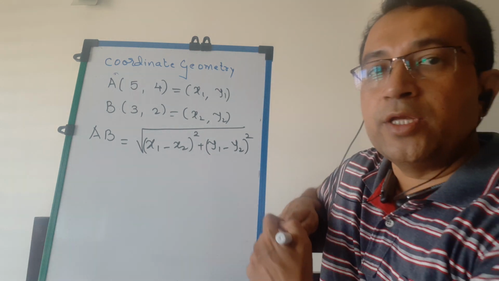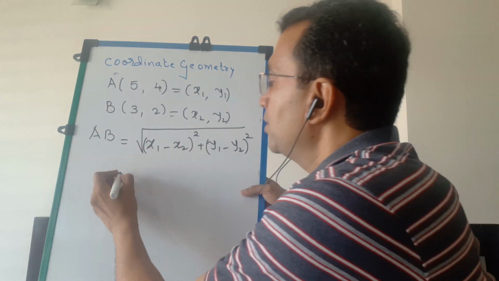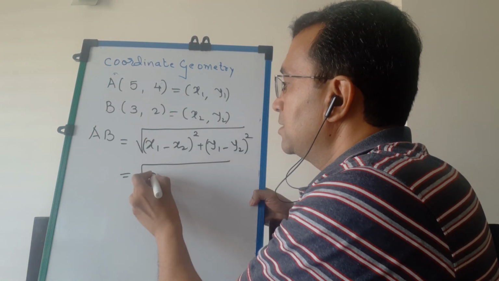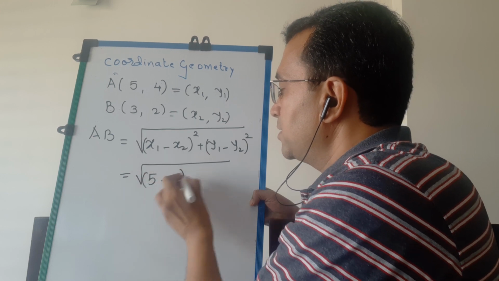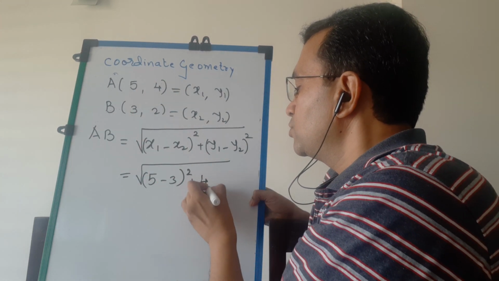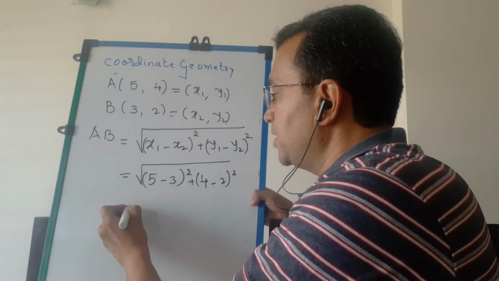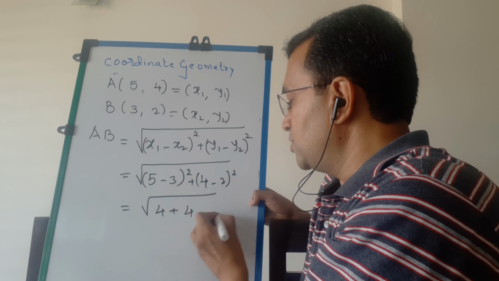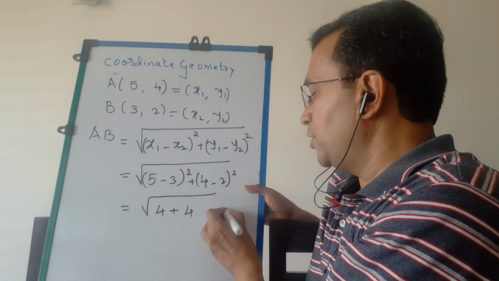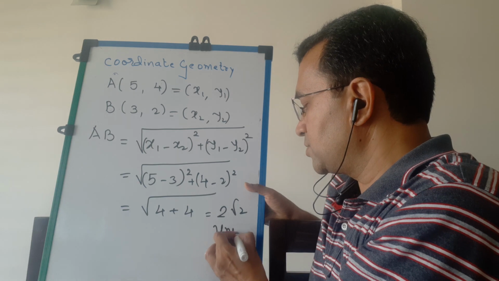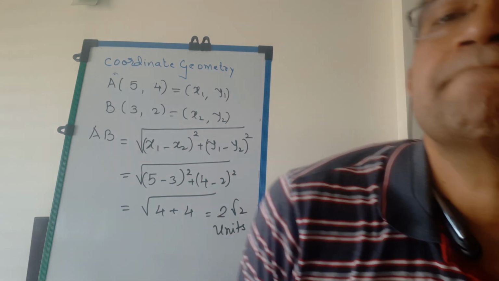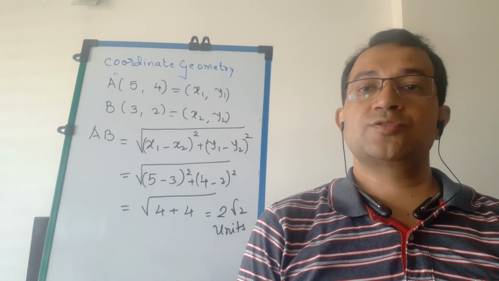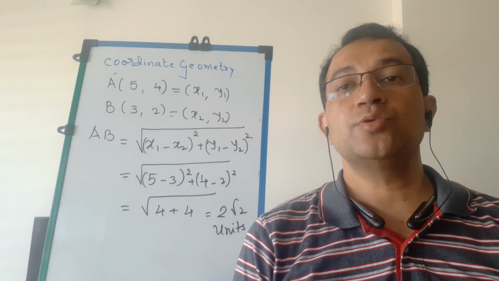So if I am going to apply the distance formula, (5 minus 3) the whole square plus (4 minus 2) the whole square. 5 minus 3 is 2, 2 squared is 4, and 4 minus 2 is 2, 2 squared is 4. So this is root 8. 8 is 4 into 2, so this is 2 root 2 units. Units, students. Distance is always measured in definite units. So I write the distance is 2 root 2 units.